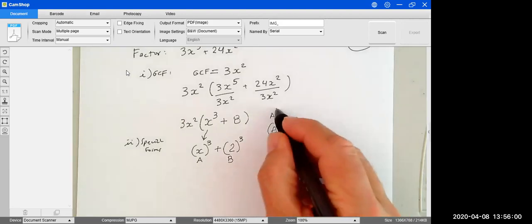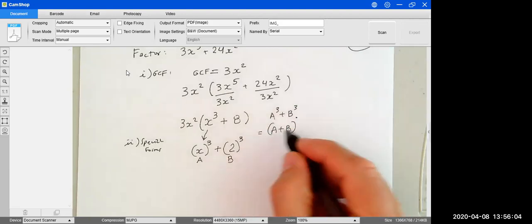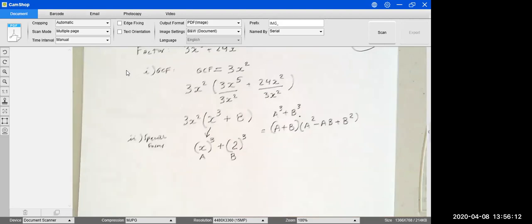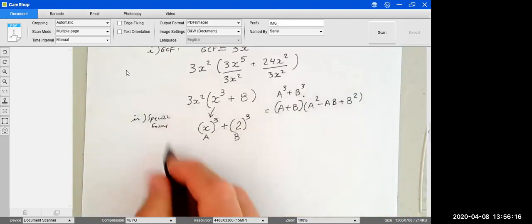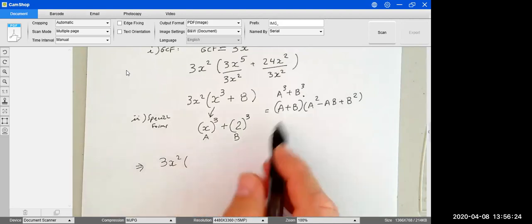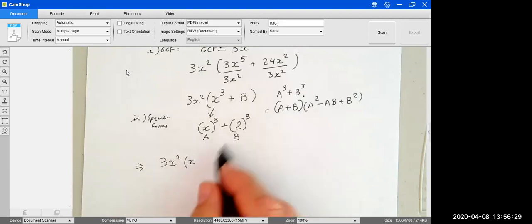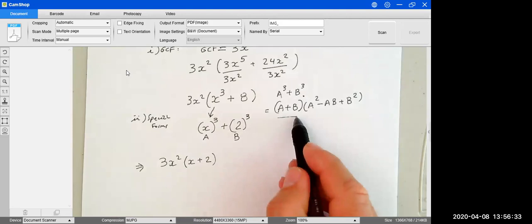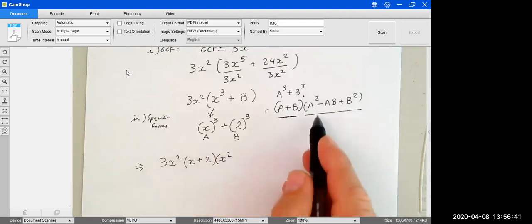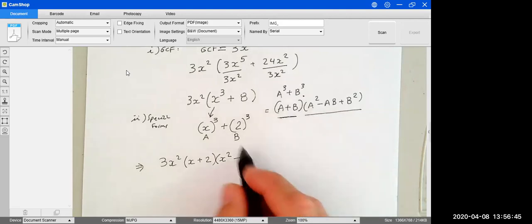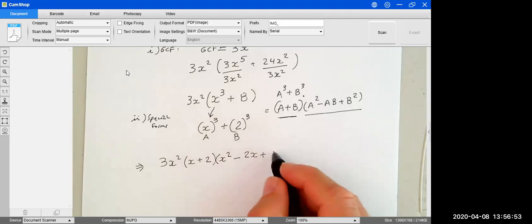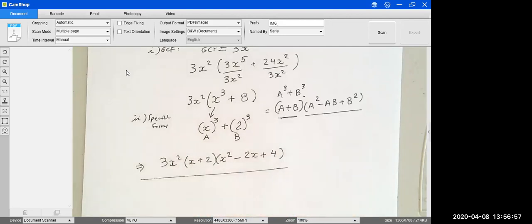This is the case when you have a cubed plus b cubed equals a plus b times a squared minus ab plus b squared. So let's use this formula. So I'm going to copy my greatest common factor that I just got from a previous step, and then I'm going to write a plus b. So a is x and b is 2. This is a plus b. That's the first part of the formula. The second part is going to be a squared. So I need to square x. Then I'm going to get the product of ab with a negative sign, so it's going to be 2 times x. And finally, I'm going to square the b. b is 2, 2 squared is 4. So that's example 6.